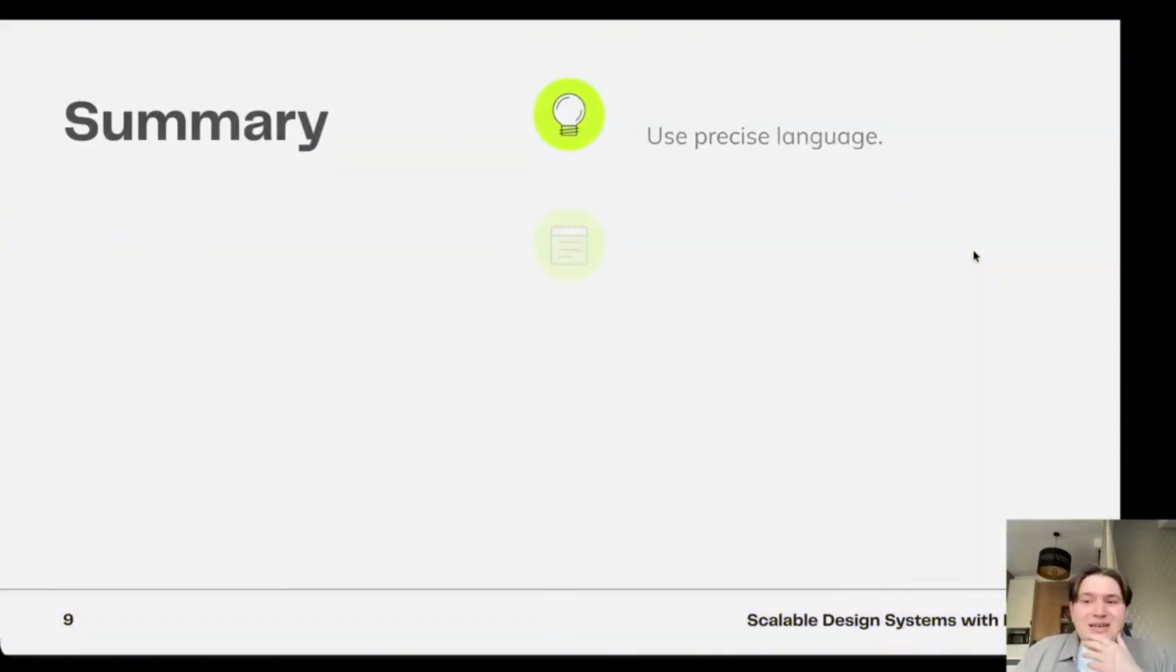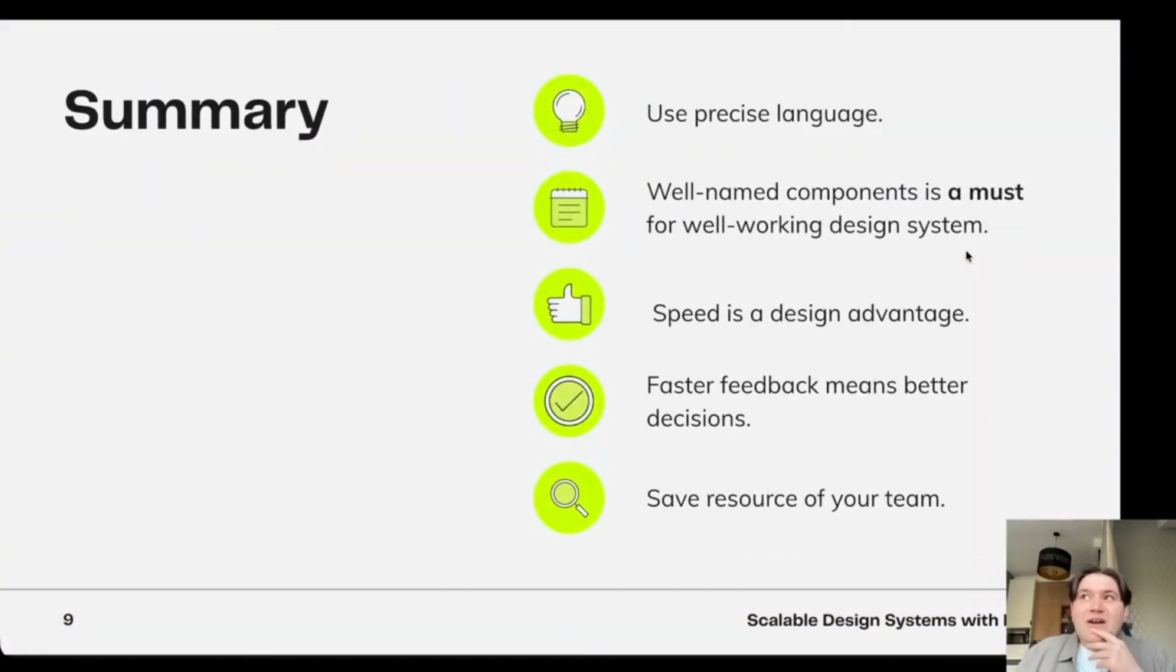And summarizing, let me leave you with the 5 things to consider and remember from today. As I mentioned, use precise language. Well-named components are not optional. It's a must for a well-working design system.